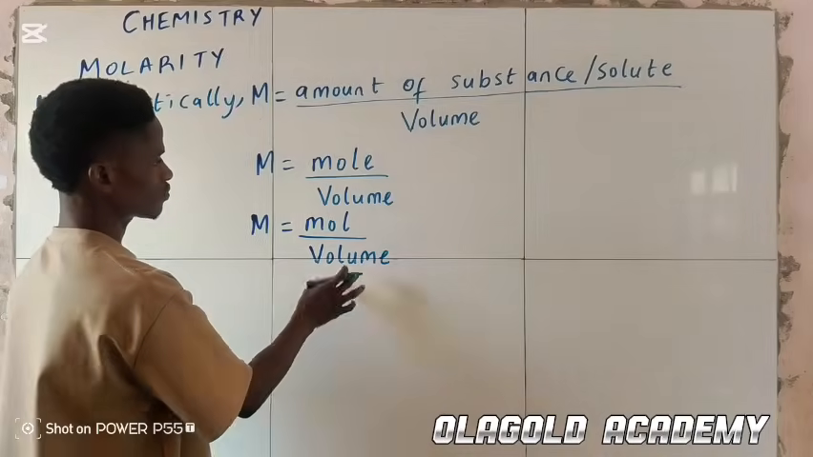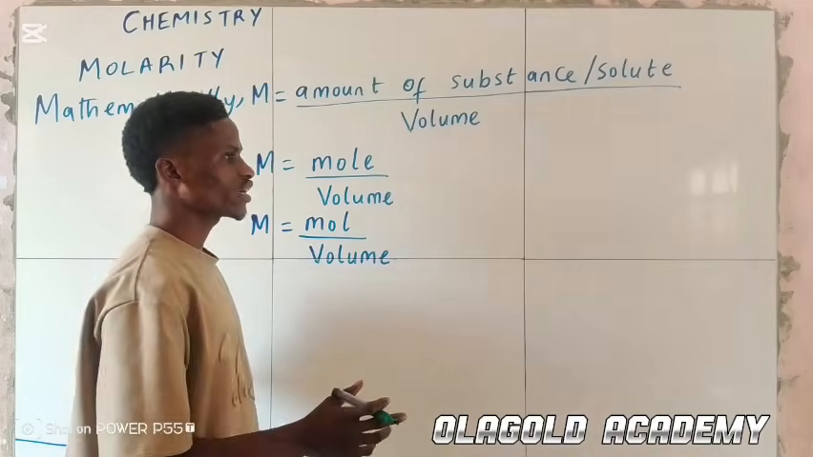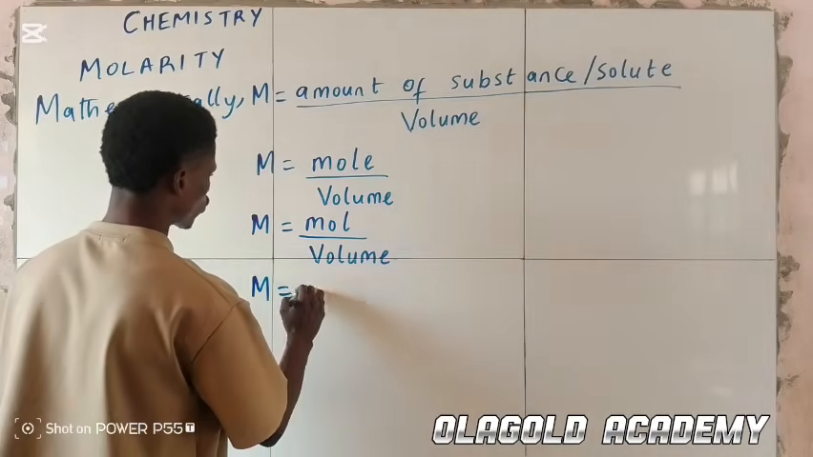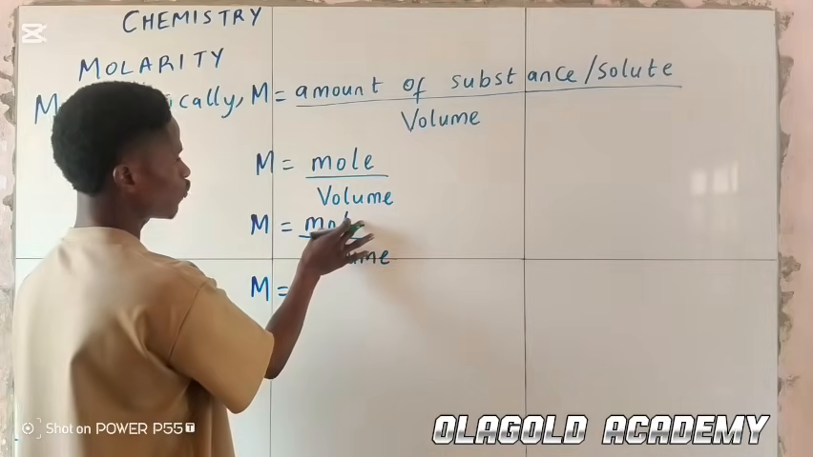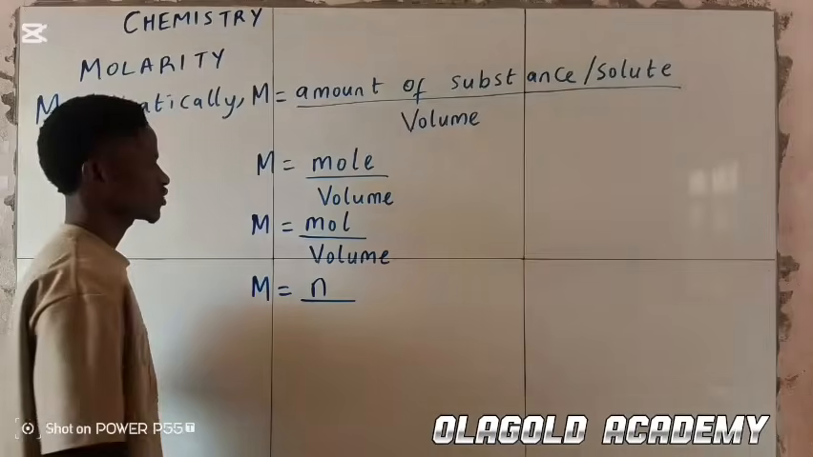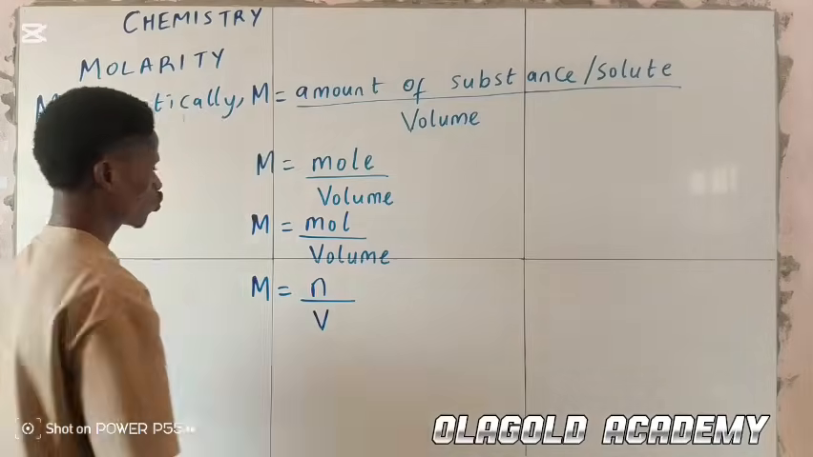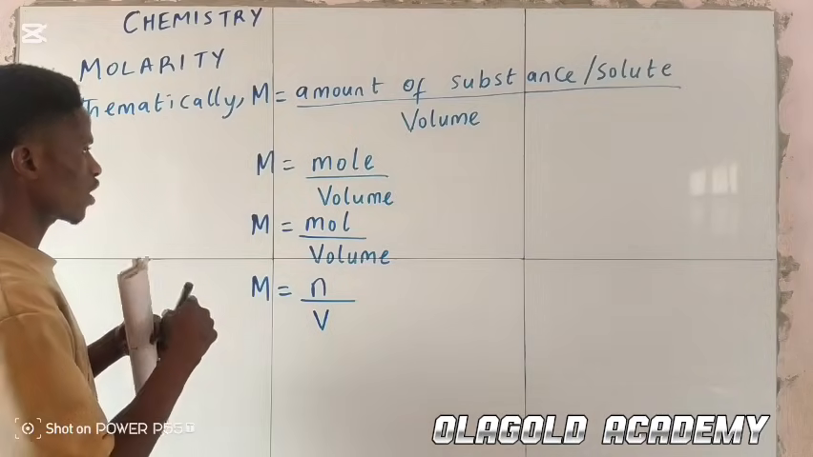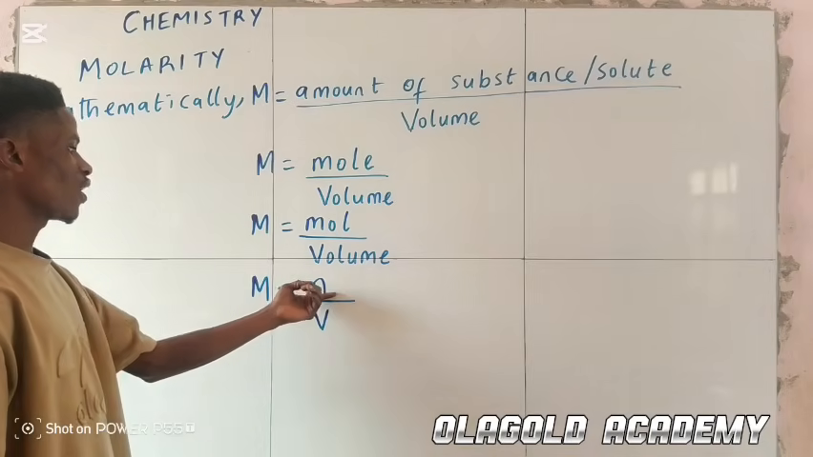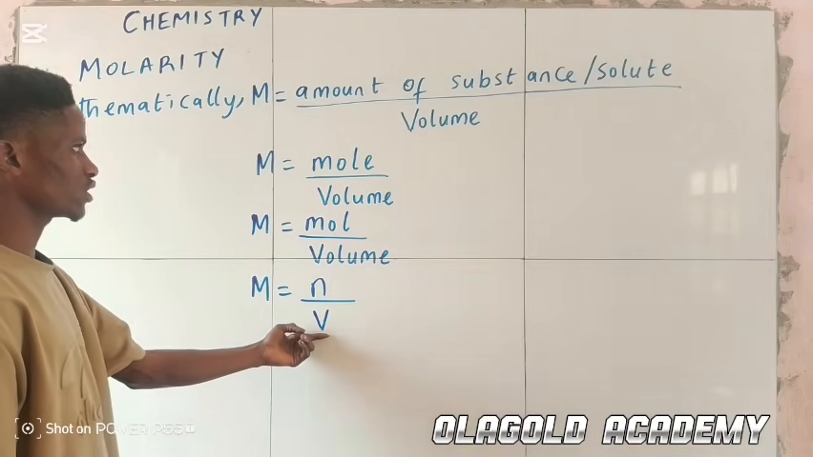Alright, from here now, we can say that molarity equal to the symbol for mole, which is small letter n, and the symbol for volume is V. So we can say that molarity equal to number of mole over volume.